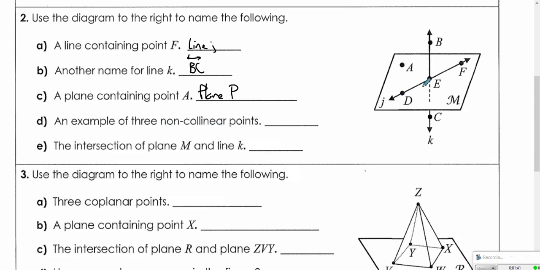An example of 3 non-collinear points, meaning not lined up points. Well, I couldn't say D, E, and F. I've got to pick 3 points that are not all 3 lined up. Now 2 of them could be lined up. So I could say D, E, and A. All 3 of those aren't lined up. Or I could say D, B, and E. D, B, and A. There's so many examples for this one. Okay, I'm going to go with D, E, and A.